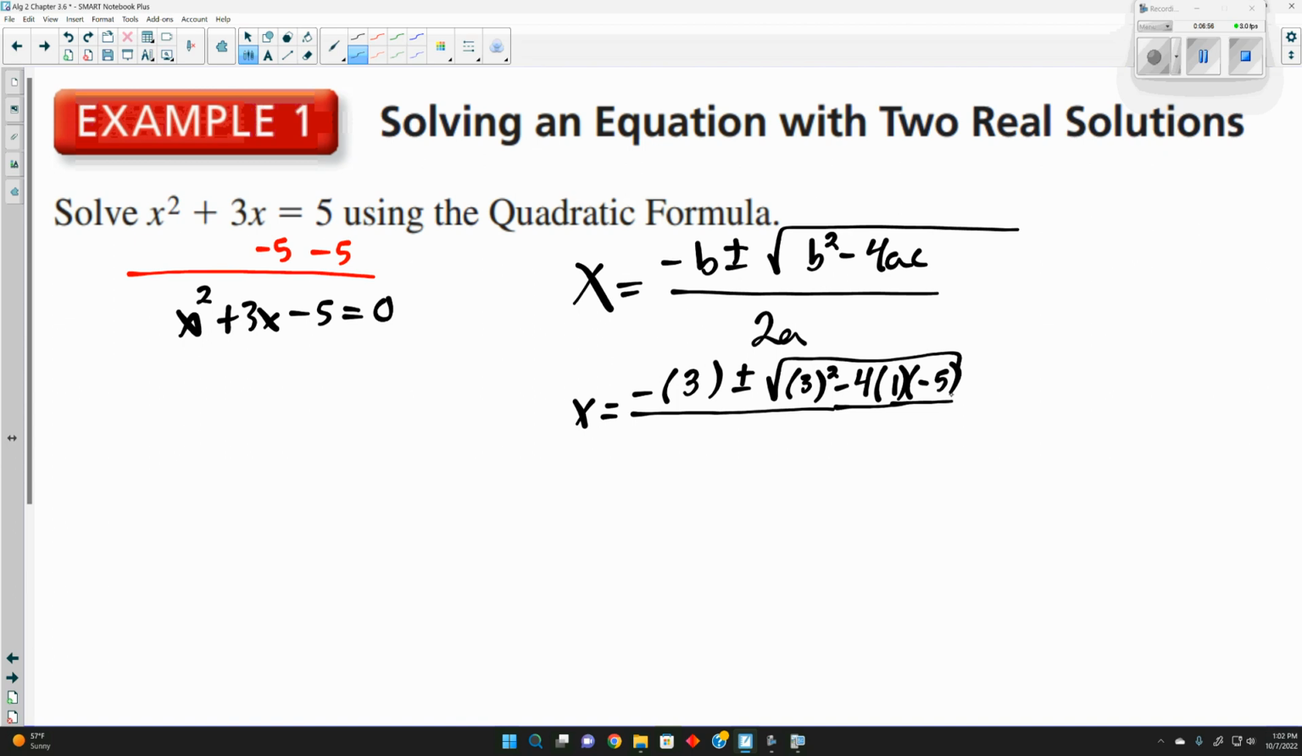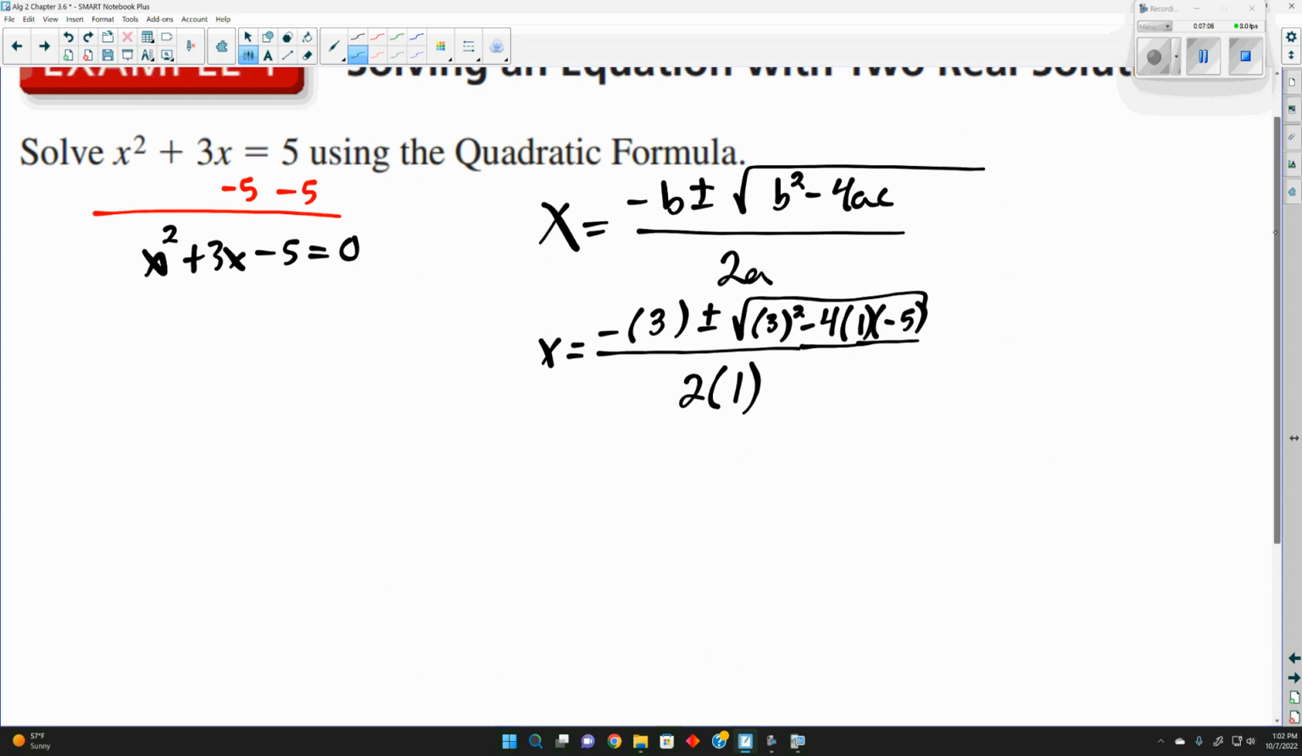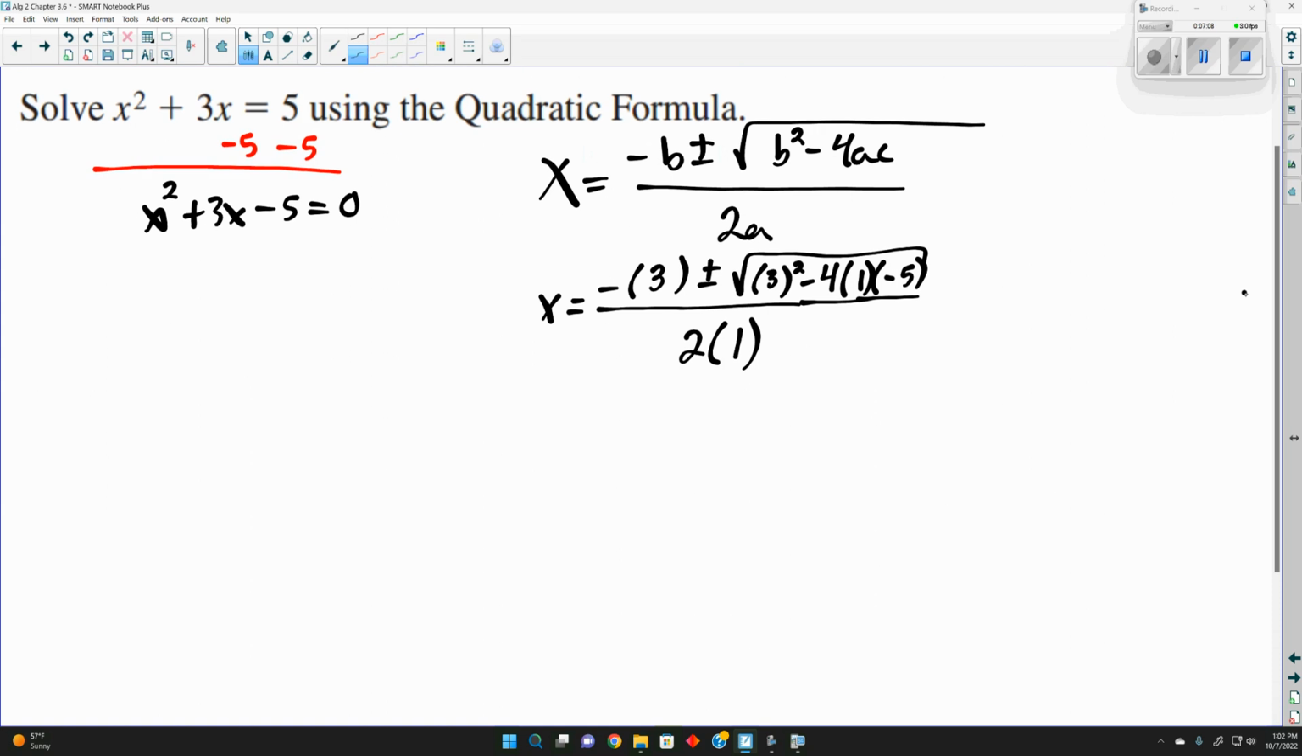Questions on this so far? Now it's all over 2a, so 2 times a, which is going to be 2 times 1. Questions on this here so far? Okay. Now we need to do some simplifying. So the first part, the negative 3, is just going to be negative 3, yes? Okay. Plus or minus?